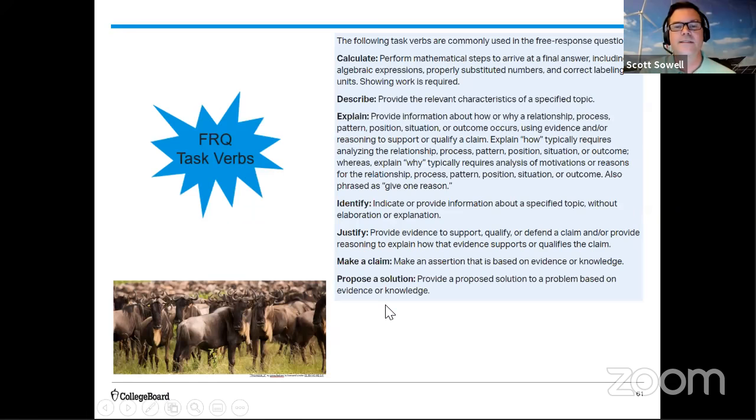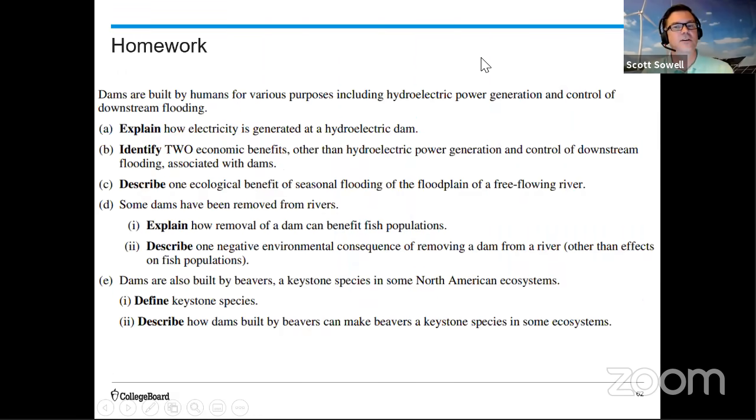So what am I going to leave you with tonight? Another FRQ for practice. So again, pay attention to task verbs, and this is the question that you're going to be answering for homework, and Ms. Fassler will talk about this tomorrow. This starts out with content that we have not got to yet in the review: generation of electricity at a hydroelectric dam. But you've covered that content in class before, hopefully, so that part will be a review. But towards the end, it talks about keystone species and the roles beavers play in those ecosystems. So this is the FRQ I will leave you for next time.